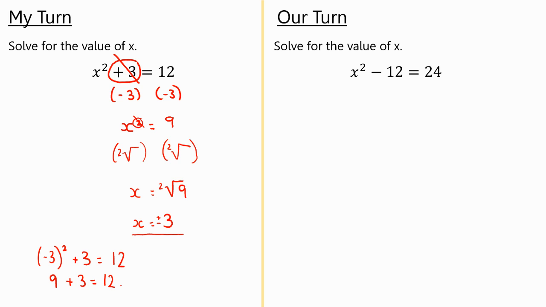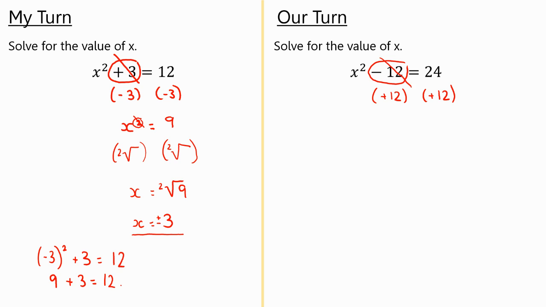Okay, looking at the one on the right-hand side, we want to again solve for the value of x. Our equation is x squared minus 12 equals 24. What is furthest away from the x? Is it the squared or is it the takeaway 12? It is the takeaway 12, so that's the bit we want to start off with. How do you get rid of a takeaway 12? Well, you do the inverse of taking away 12, which is adding 12. We have to do this to both sides.